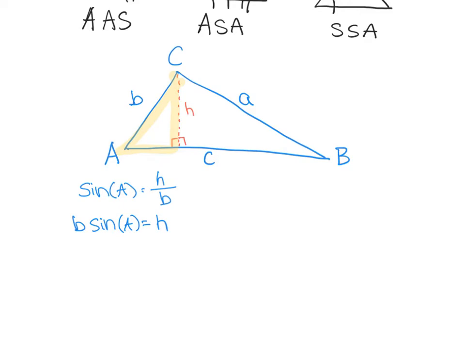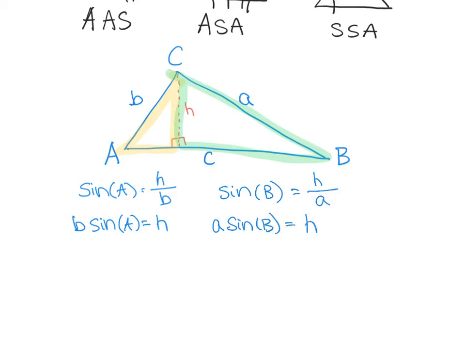So what if I did that for the other right triangle I've drawn right here? So let's see, this will be sine of angle B is equal to opposite side, which is h, over the hypotenuse, which is side length a. So from here, if I was to solve to get h by itself, I can multiply both sides by a, get a times sine of B is equal to h.